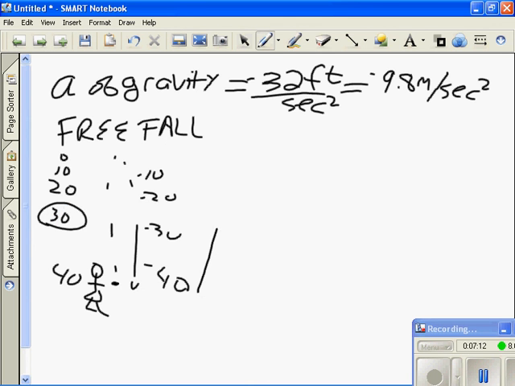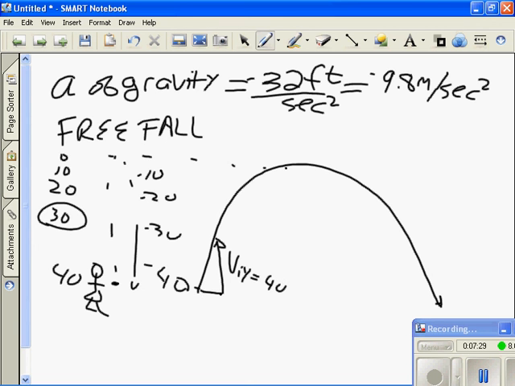If I were to throw the object at some kind of an angle such that it reached the same height, then that would tell me that my starting velocity in the upward direction was 40. VI in the y direction is 40. I have no idea what it is in the x direction, but we could figure it out, which is what we're going to do on Tuesday. But the key on this chapter is what you're doing sideways has nothing to do with your up and down.